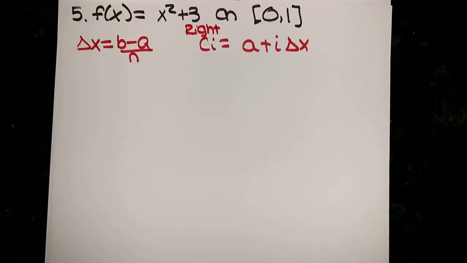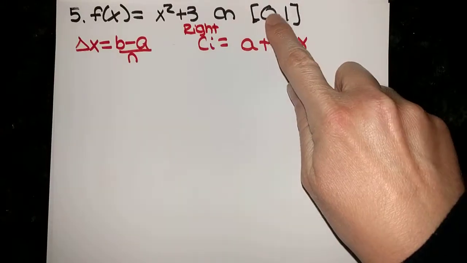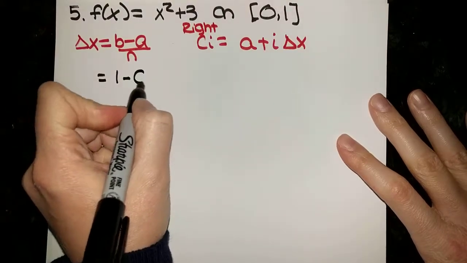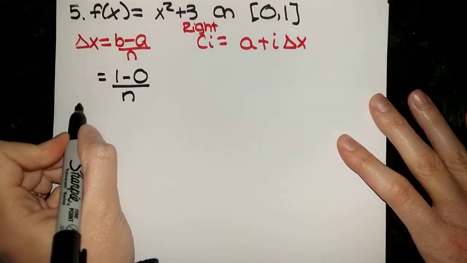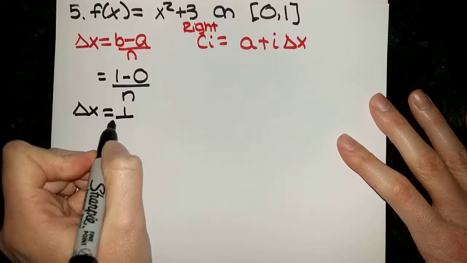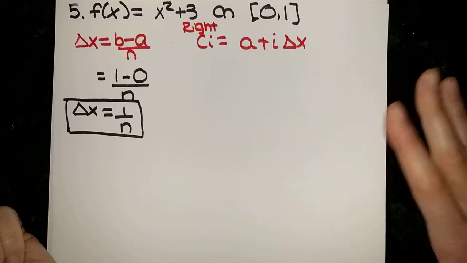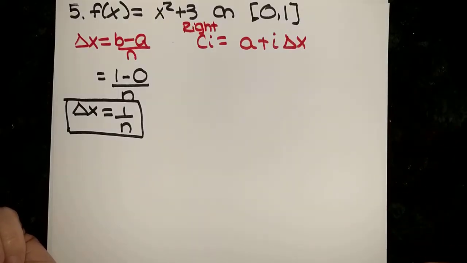We start off with our delta x, which is b minus a over n. Again, a and b are given in the interval, so b is equal to 1 and a is 0, over n. We're keeping it as a generic n to apply this limit process. So we get that delta x is b minus a over n, and that gives us 1 over n.